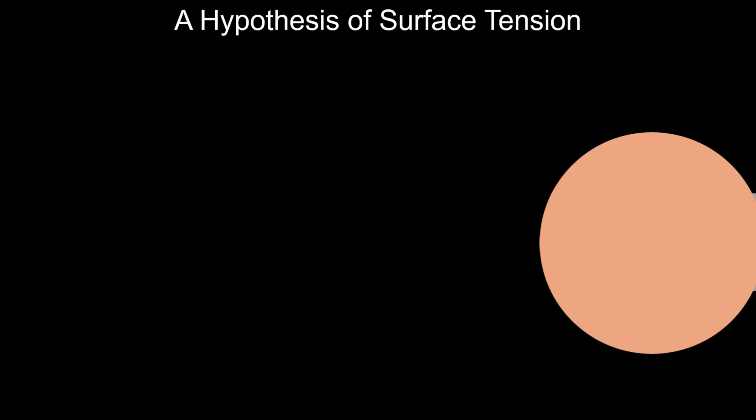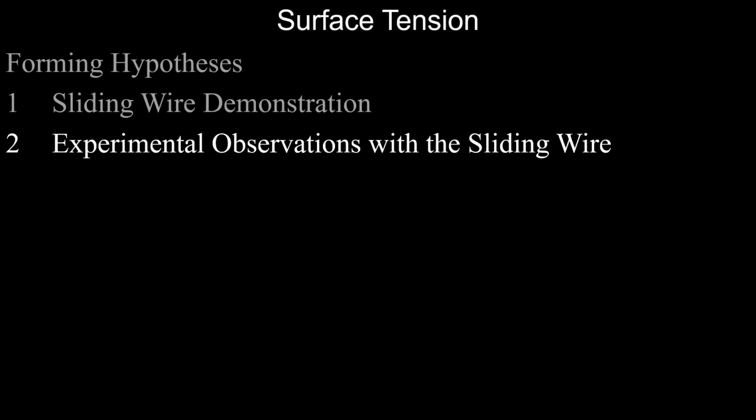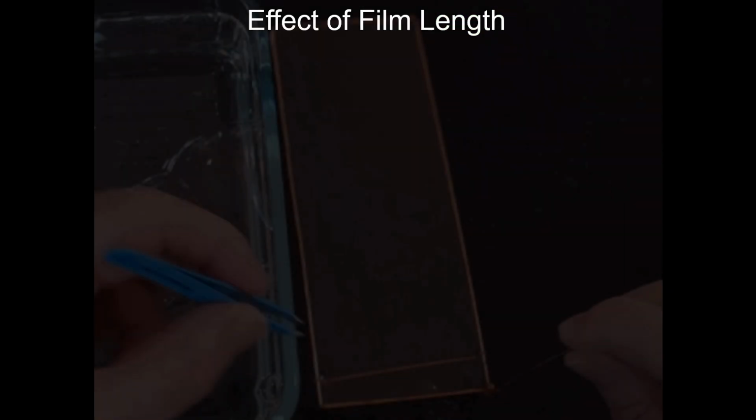Next, this hypothesis will be tested to see if it's consistent with other experimental observations with the sliding wire. These experiments will also illustrate other properties of surface tension. The learning objectives for this section are: describe the effects of film length and film thickness on surface tension. The effect of film length will be examined first.